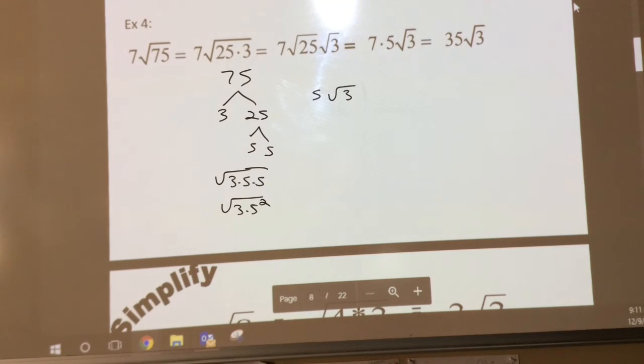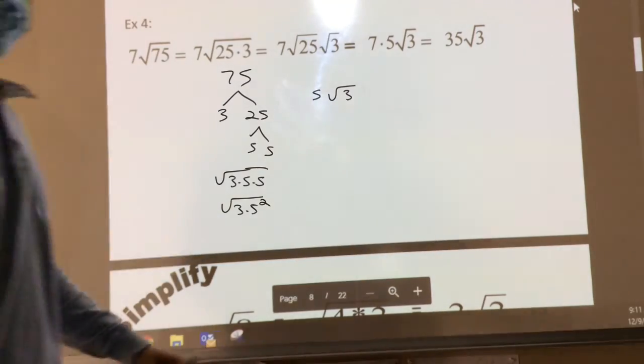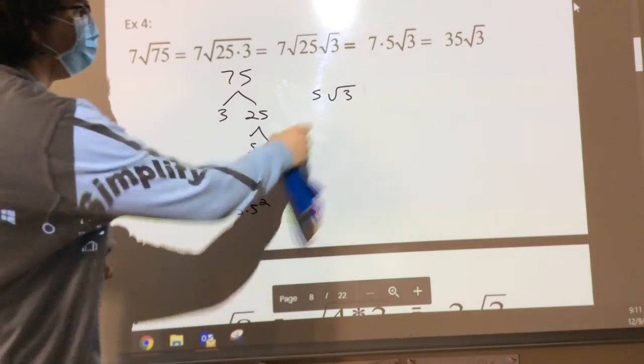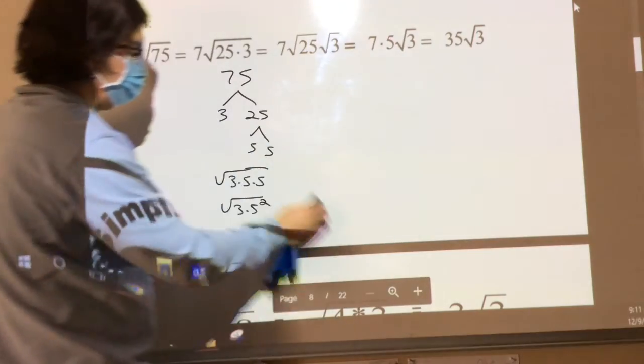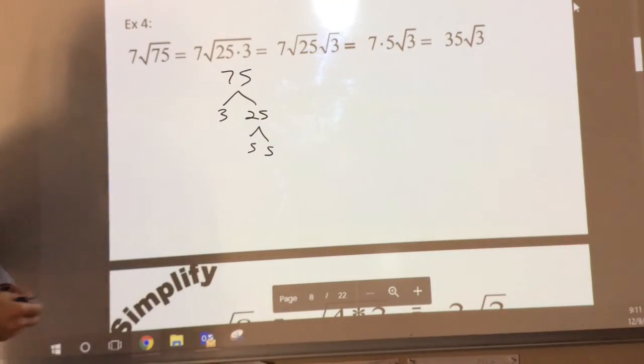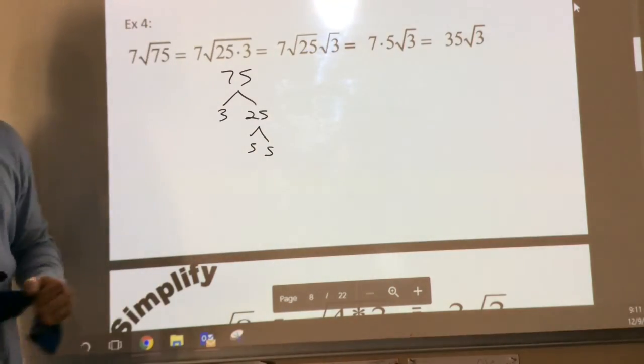Easy enough? Why did they have 35? Oh, because they had the 7 in front of it. Okay, are we all okay with it? All right, let me show you. That's a great question. We're all okay with me breaking down the 75 that way?